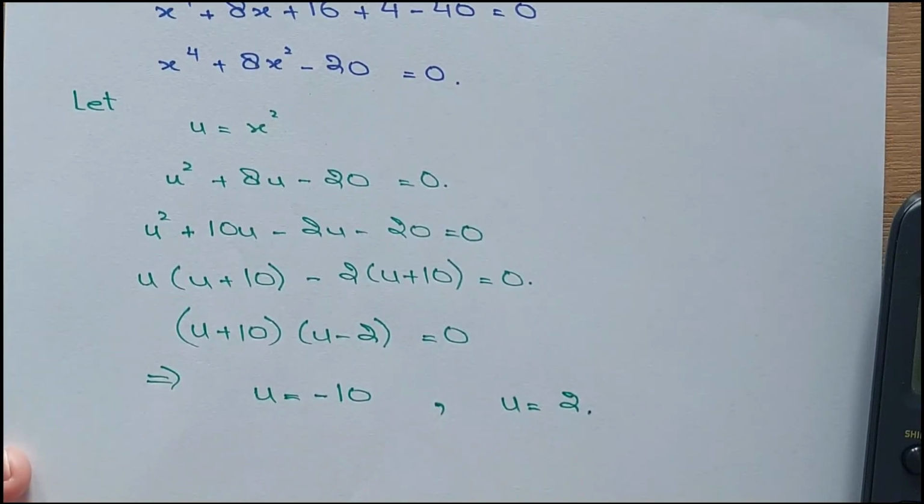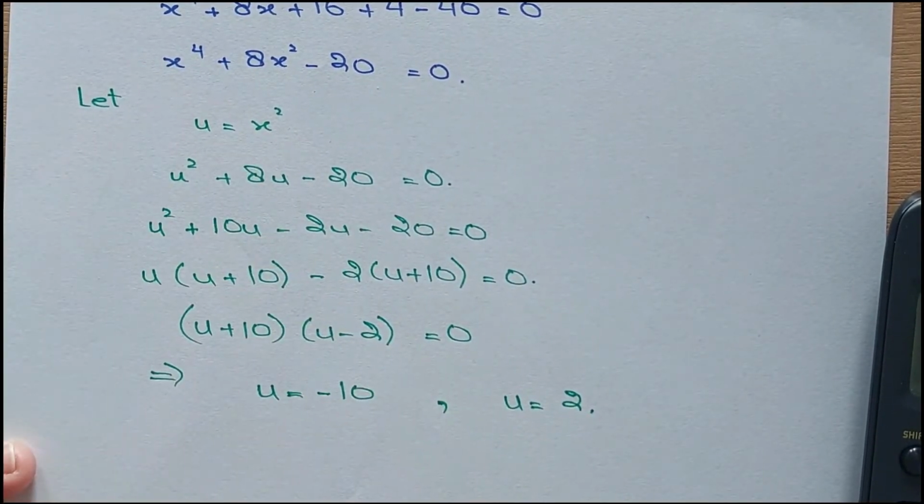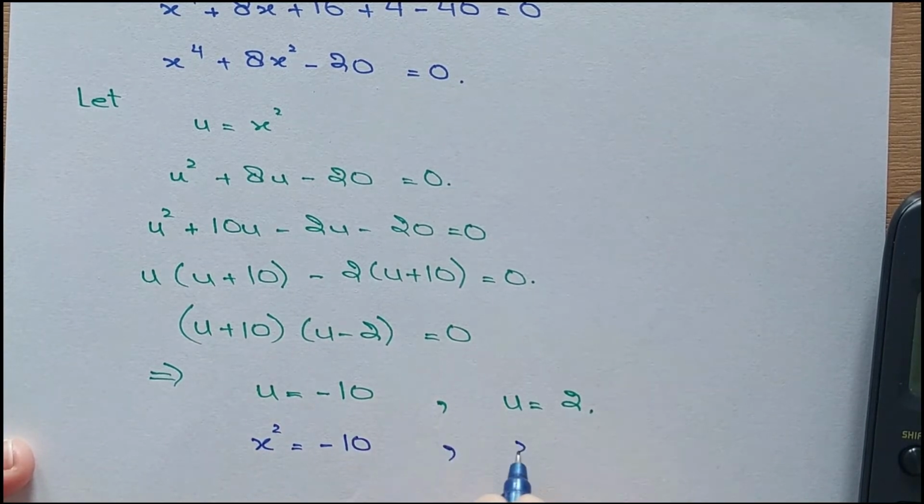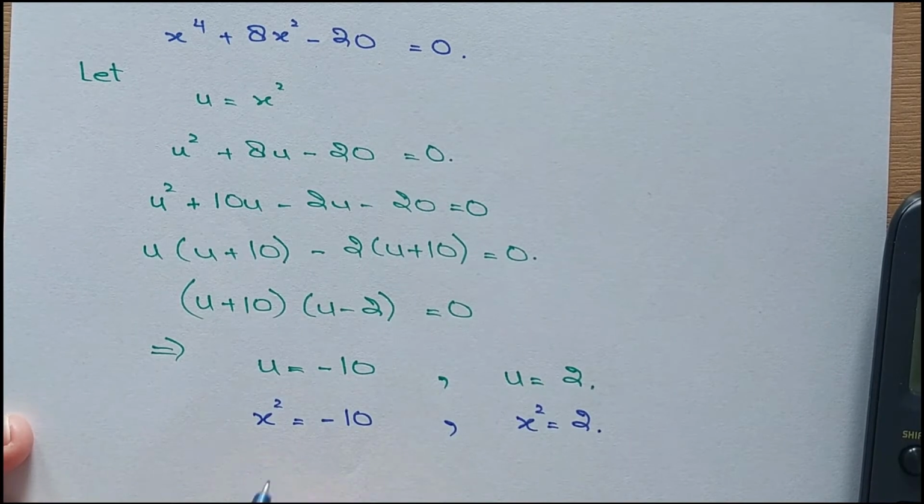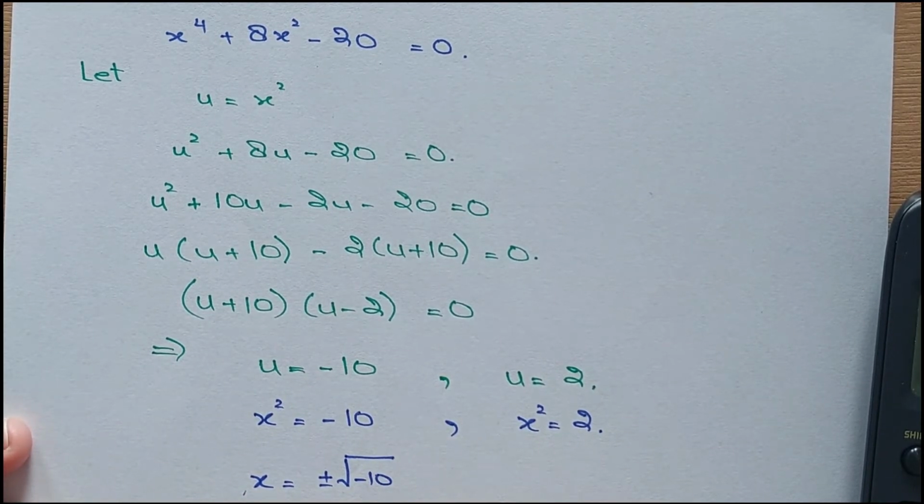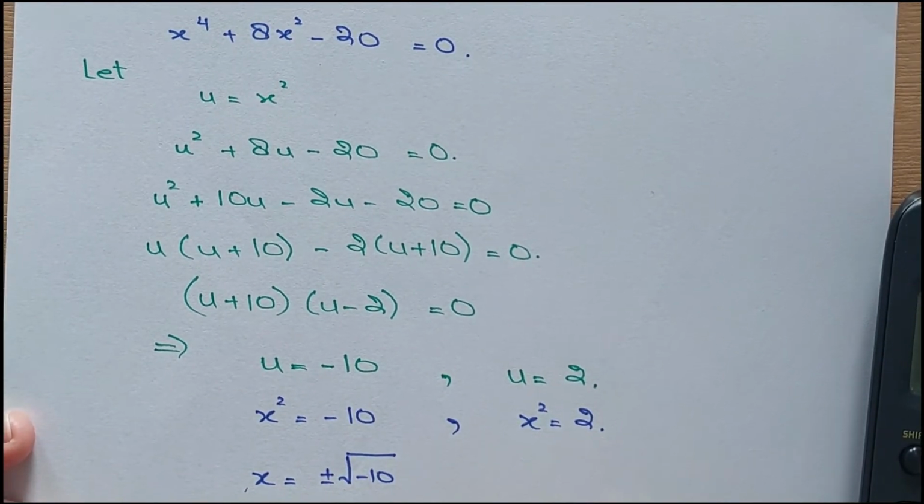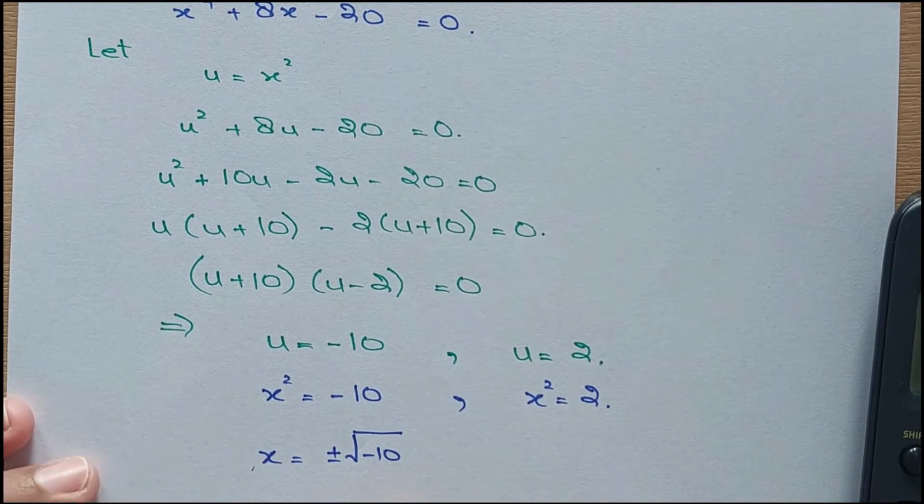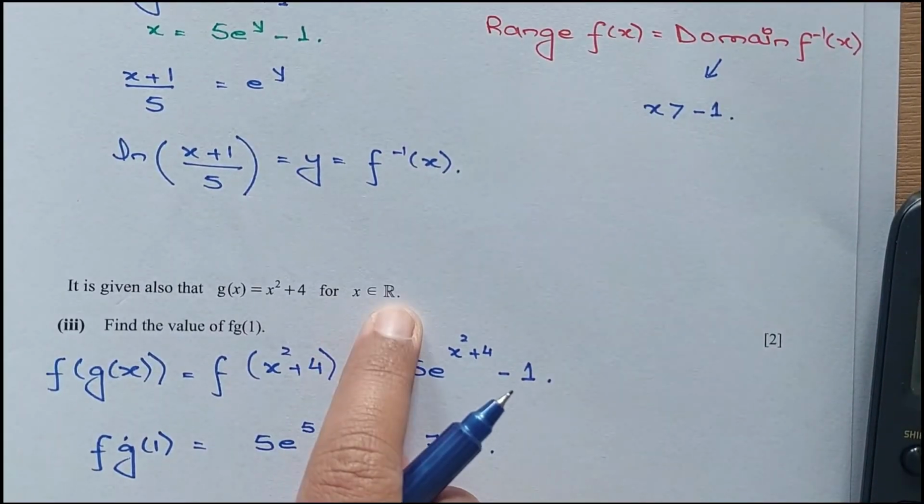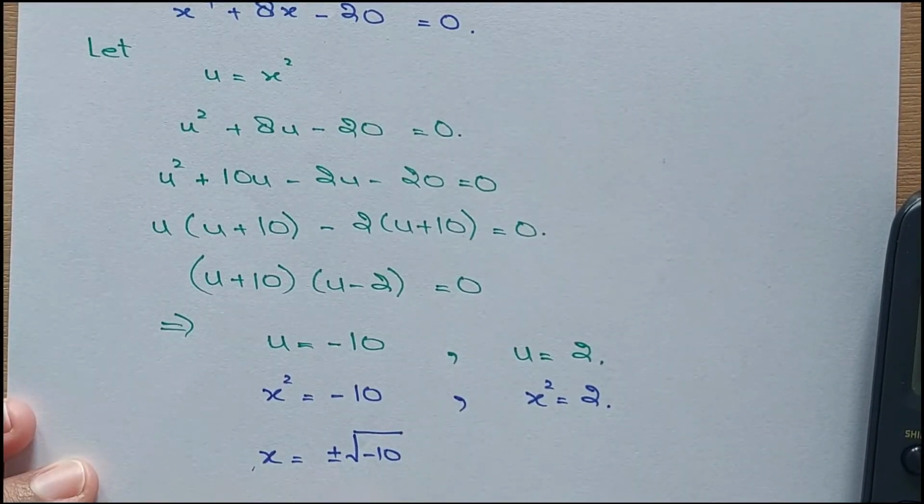Now substituting back, u is x square, so we can say x square equals minus 10, and from here x square equals 2, right? And here we cannot get any value because x is plus minus square root of minus 10, which involves iota. Square root of a negative number gives us iota, so we are not dealing with this. We are just dealing with the real numbers because we have been given that x belongs to real numbers, not the complex ones. So this gives us a complex number, right?